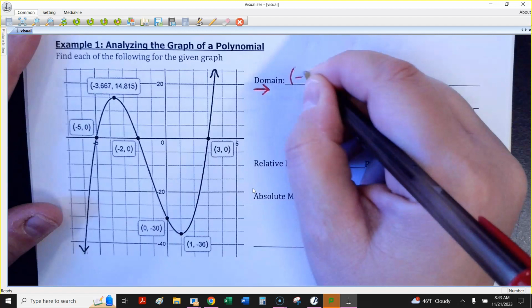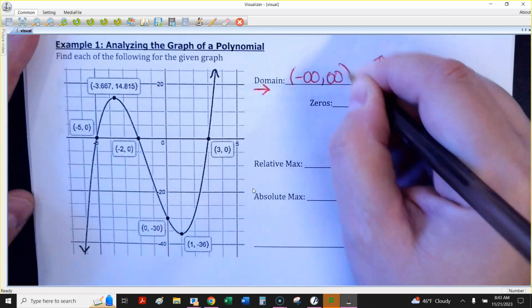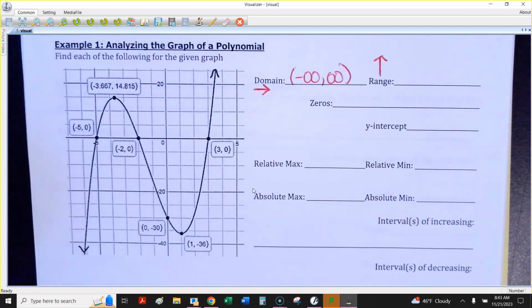Negative infinity to infinity. I know that's super tricky because this looks like it goes straight down, but it does go to the left, and this side almost looks like it goes straight up, but it does gradually go to the right forever. You would cover the whole x-axis. That domain is true for any odd degree polynomial.